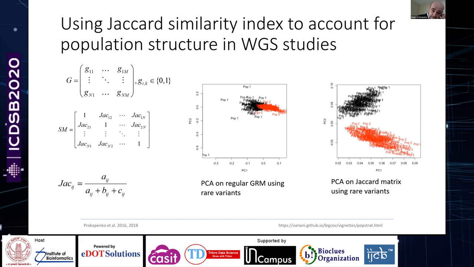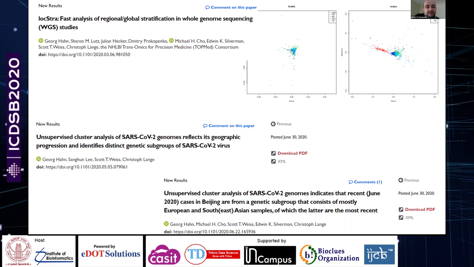We have also successfully applied it to rare variant association studies. More recently, this method was also applied to identify regional population stratification. It was also applied to study COVID-19, and basically not to human genomes, but to viral genomes. It was able to cluster the viral genomes based on the GISAID database according to the different clades.